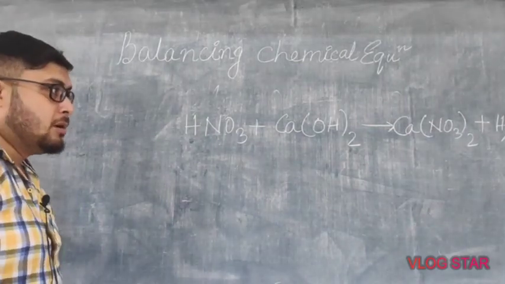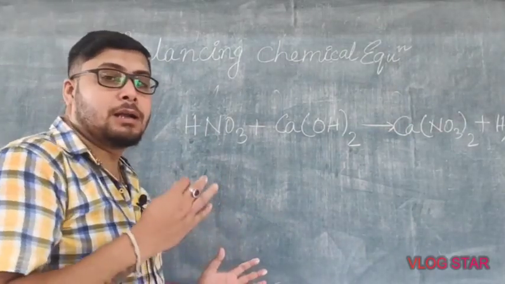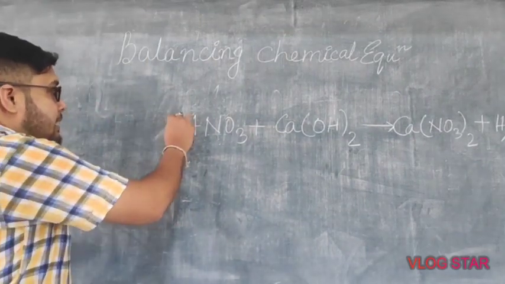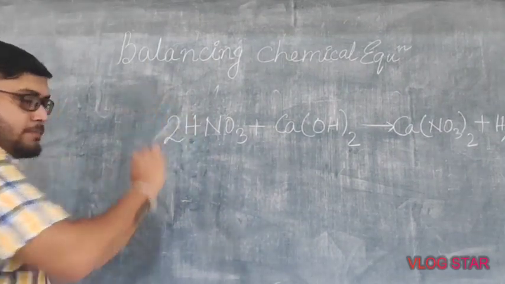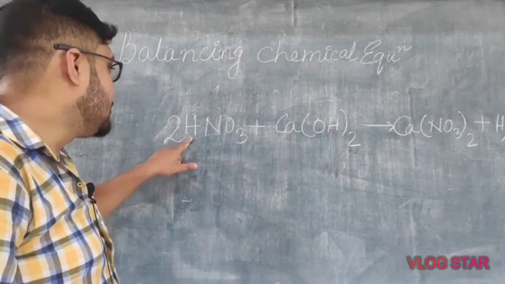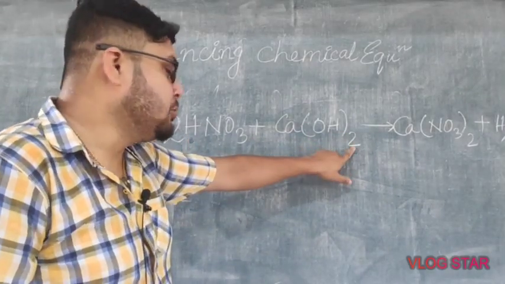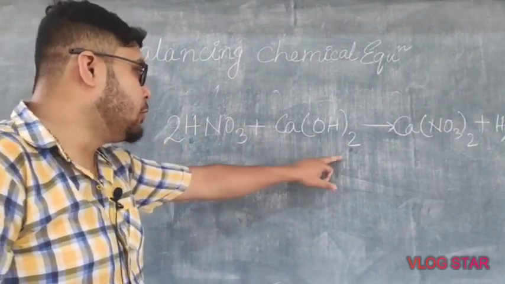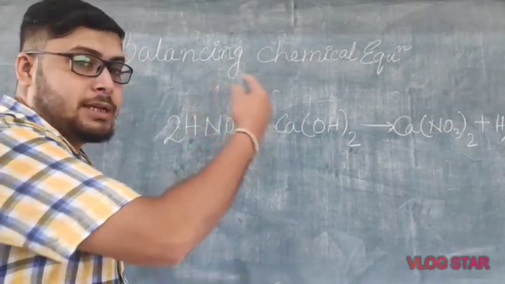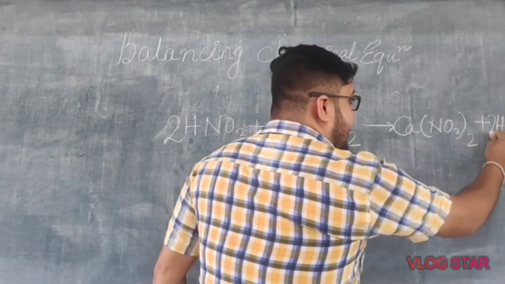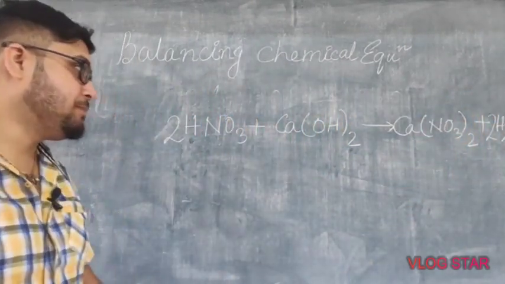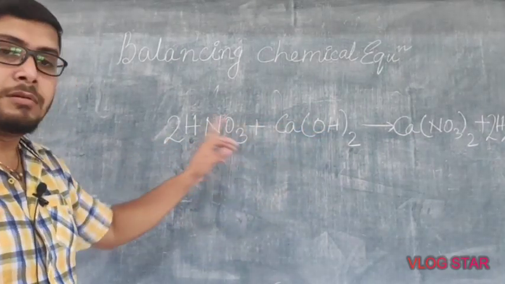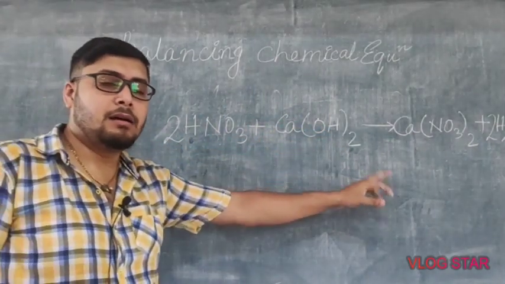Now what coefficient do I have to put to balance it? Let us say if we put here 2, what is happening? 2 hydrogen plus 2, 4. So 2 plus 2, 4. Now to balance hydrogen in the product side, we are writing here 2. So hydrogen is balanced in the reactant side as well as in the product side.